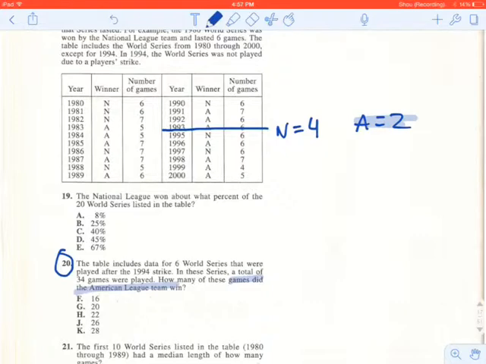If we skip to 96, the American League team won, so that means that they must have scored 4. In 97, the National team won, so the National had 4, so that means American had 2. And then the next 3 years, in 98, 99, and 2000, the American League won. So in each of those, they had won 4 games in order to win the series. So then we find the sum of all of these.